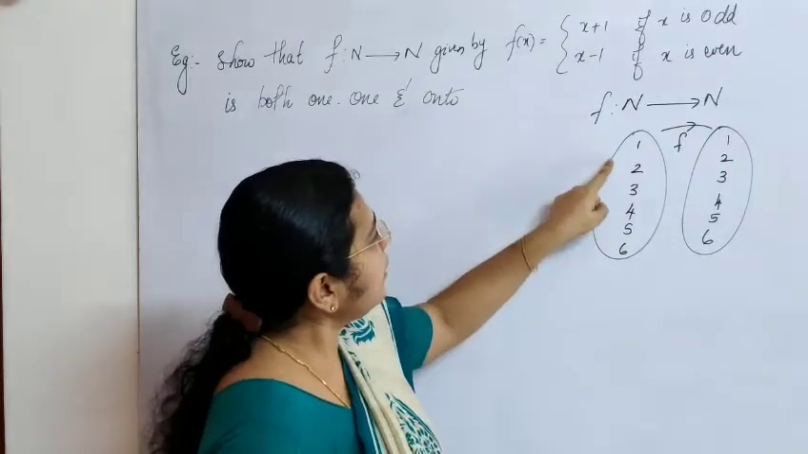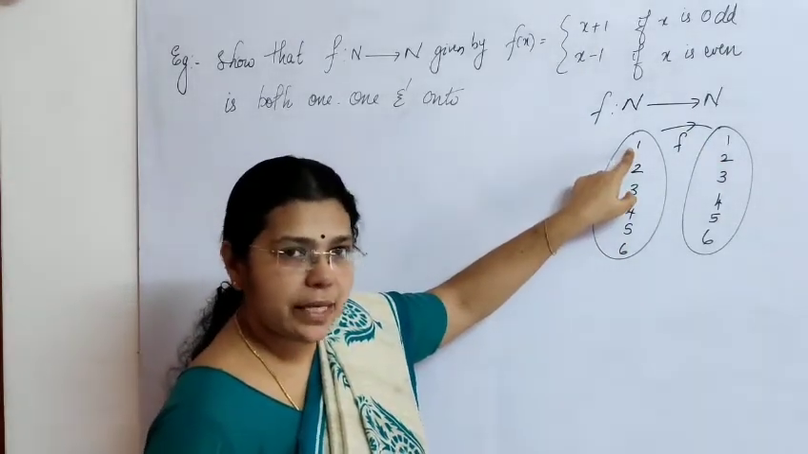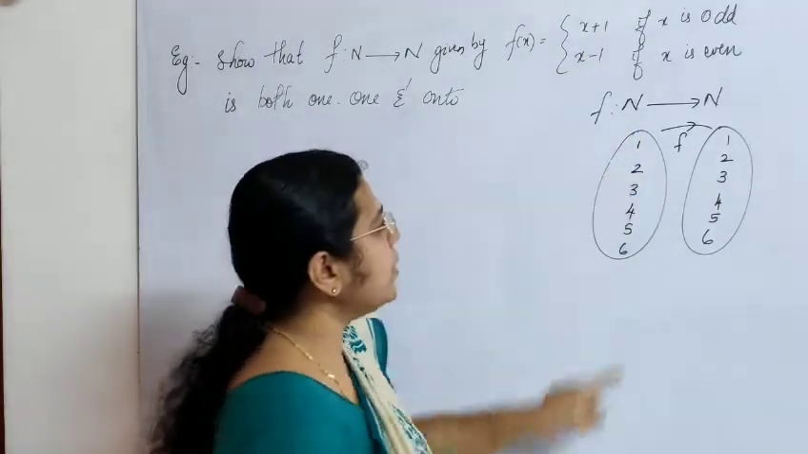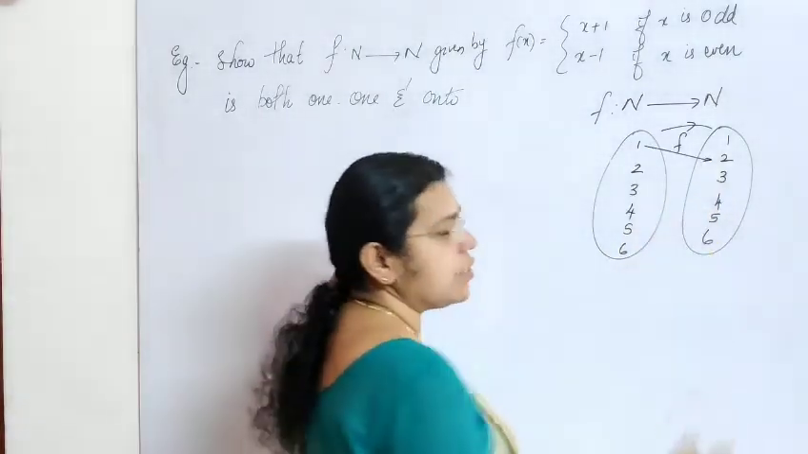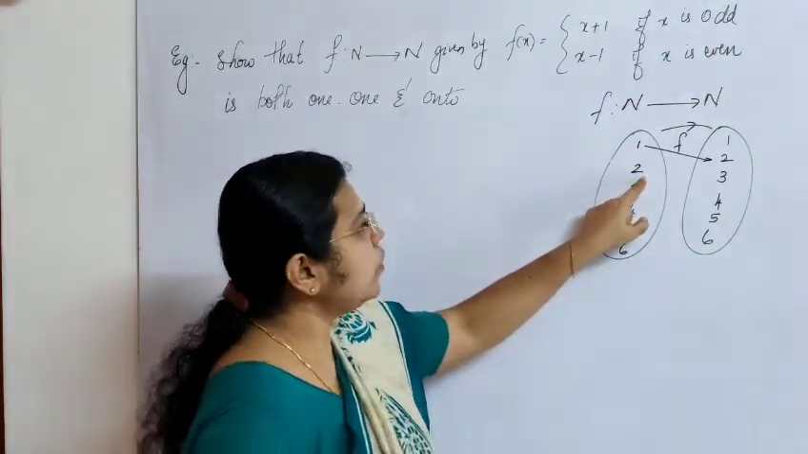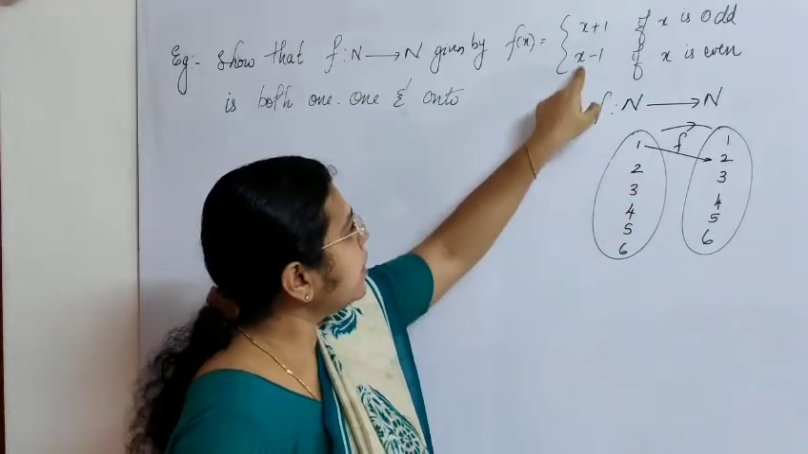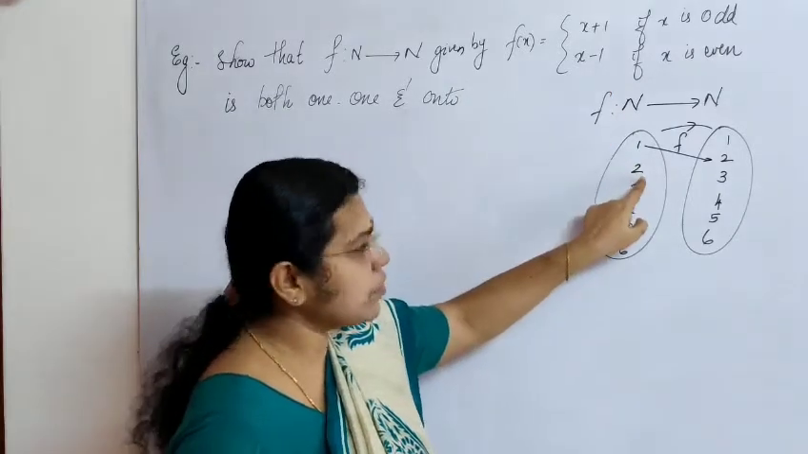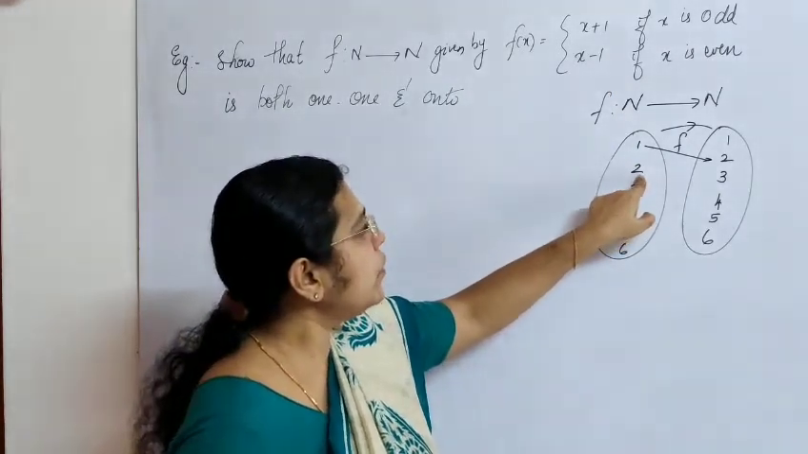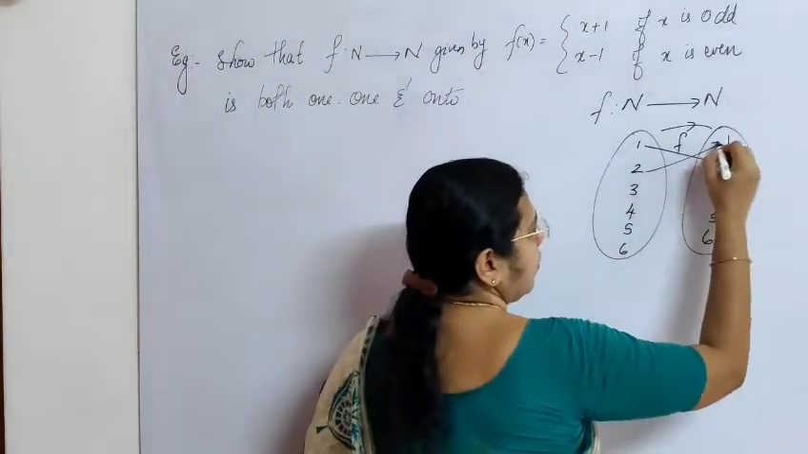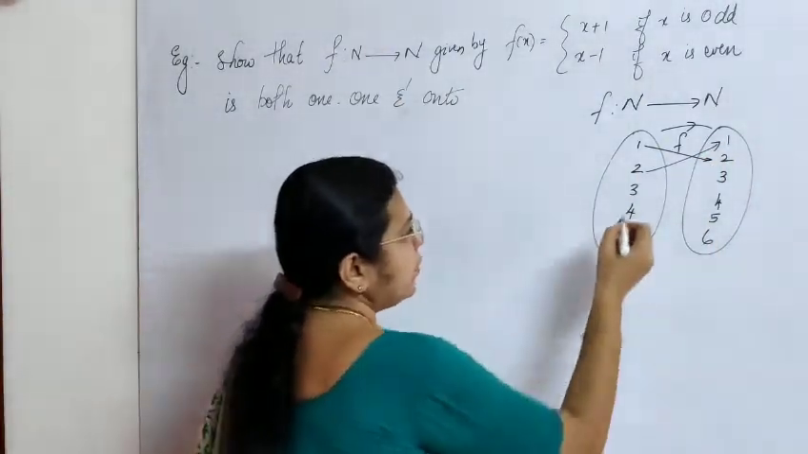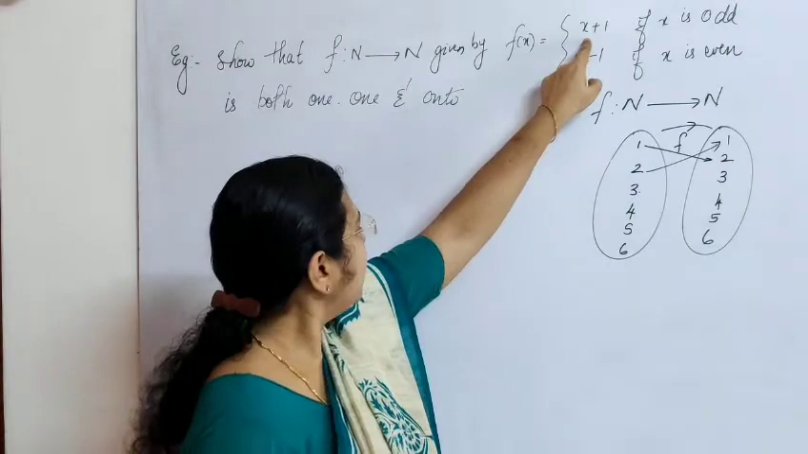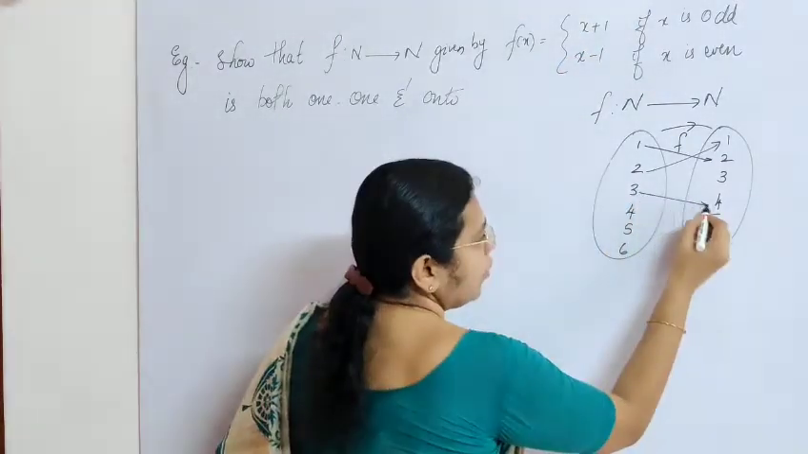When x is odd, that is when x value is 1, 1 is odd, so 1 plus 1. 1 is mapped to where? 1 plus 1, 1 is mapped to 2. 2 is even. So when it is even, it is 2 minus 1. Right? When x is even, x belongs to the domain of the function. 2 minus 1, it is 1. Now take 3. 3 is odd. So when 3 is odd, the function's value is 3 plus 1. 3 plus 1 is 4.